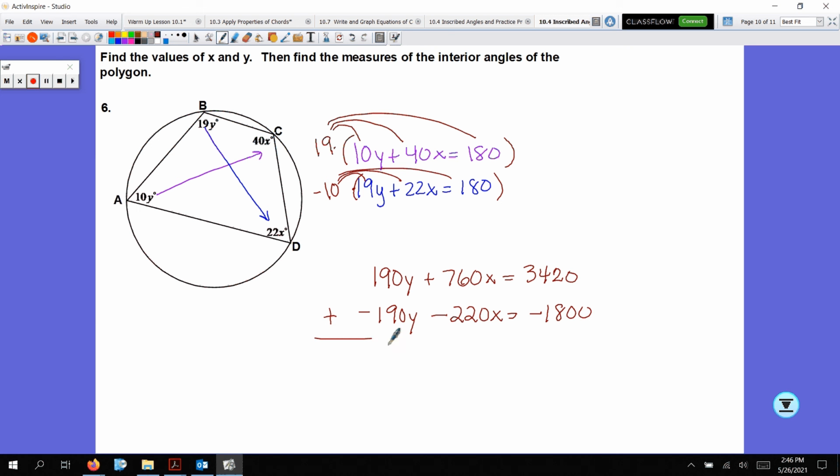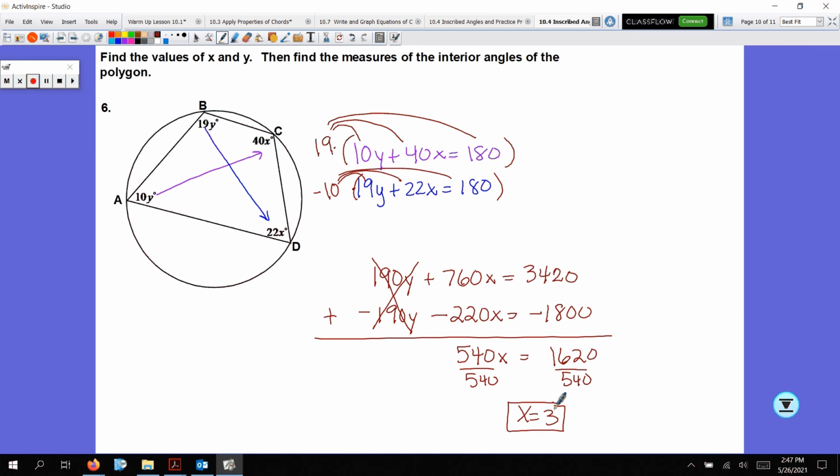I'm going to add these two together, and we're going to eliminate. Isn't it so much fun? Aren't you so excited? All right, maybe not as excited as me, but let me make sure my calculations are correct. I'm going to add 760 and negative 220. That gives me 540x. Then 3,420 plus negative 1,800 is 1,620. So we're going to divide by 540, and it's going to give us x is equal to 3.